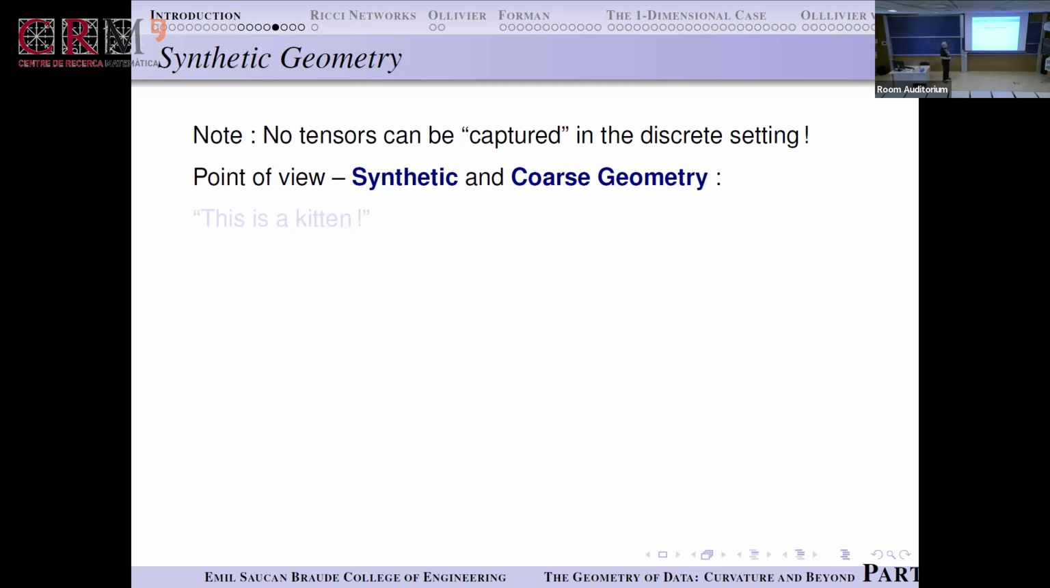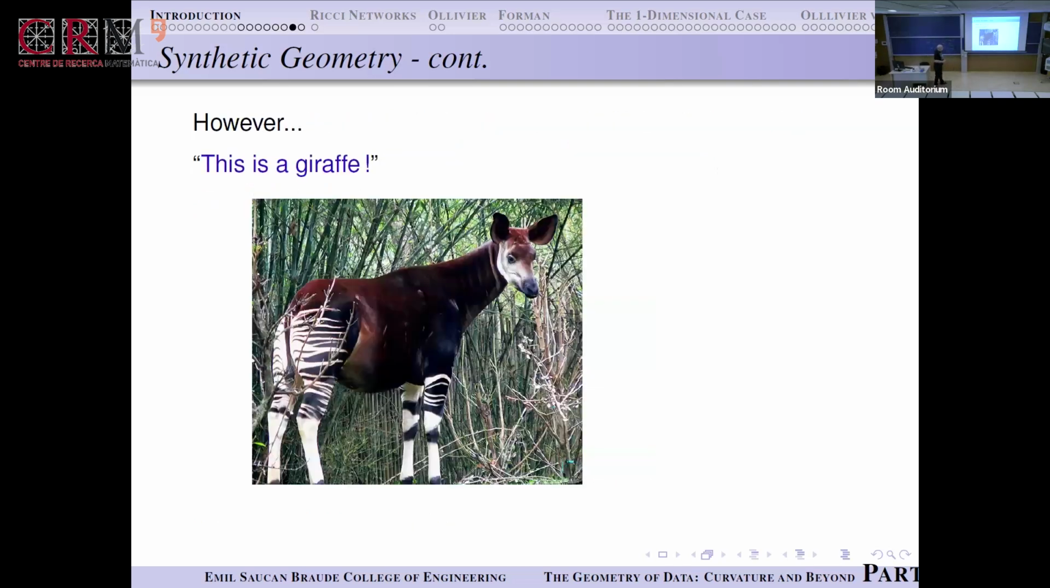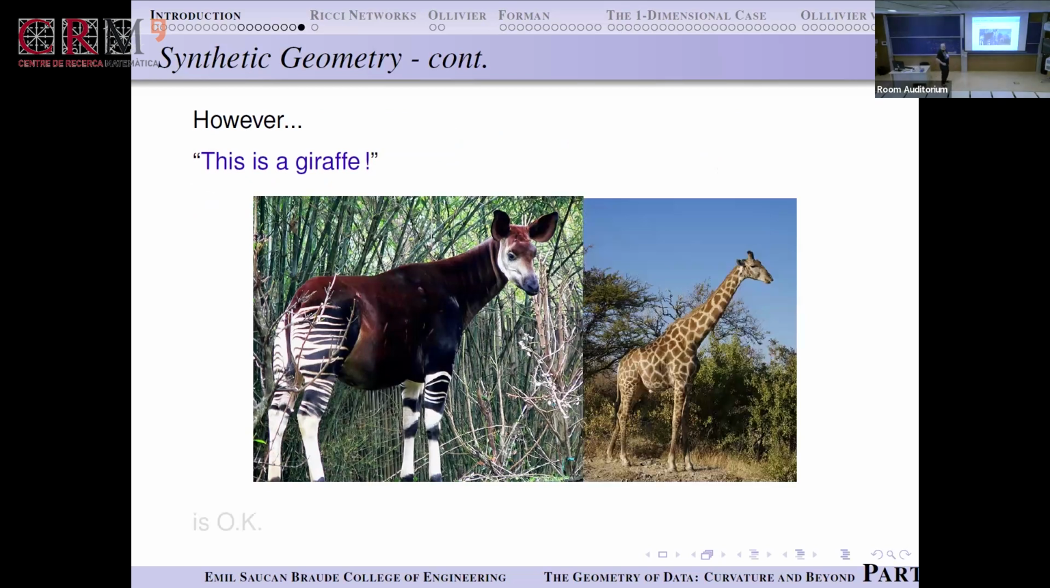So coarse means you don't really care about the exact objects. There are some limits, though. When I say this is a kitten, it doesn't work. I mean, it has claws, but it's not a good model. But this is a good one: when I say this is a giraffe, that's good biology and good geometry, because they're in the same family, I mean species, the same genus or supragenus, whatever. For me, these are one and the same. Of course, I won't talk about giraffes anymore.